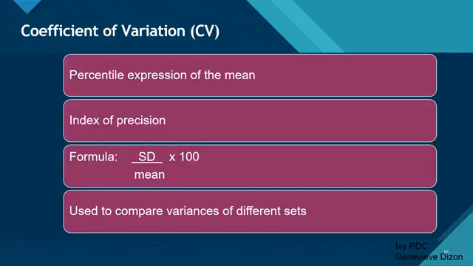The last measurement of dispersion is the coefficient of variation. This gives a percentile expression of the mean. This is an index of precision. The formula would be the standard deviation divided by the mean multiplied by 100. This is used to compare variances of different sets. For example, we have different sets of numbers, and they have different variances, and we would want to compare these two sets to each other. We can use the coefficient of variation.